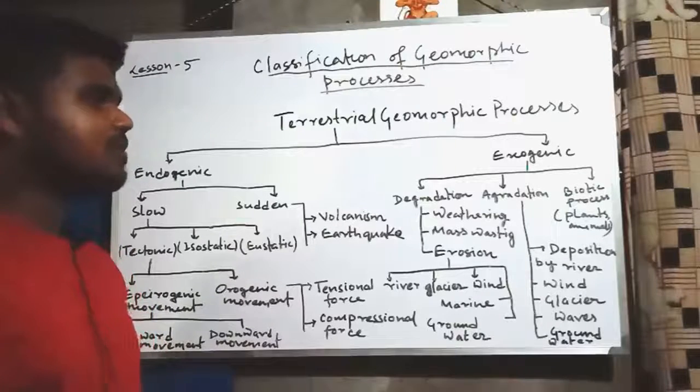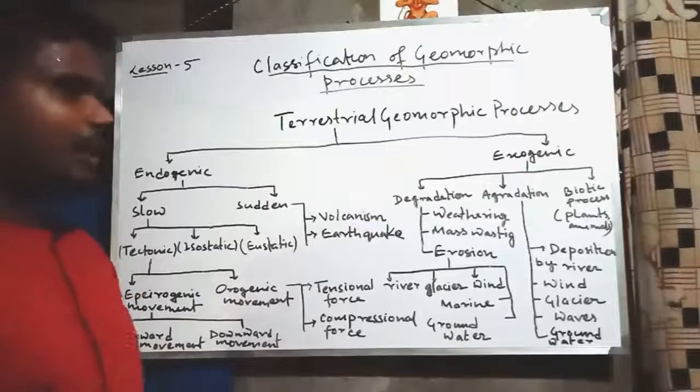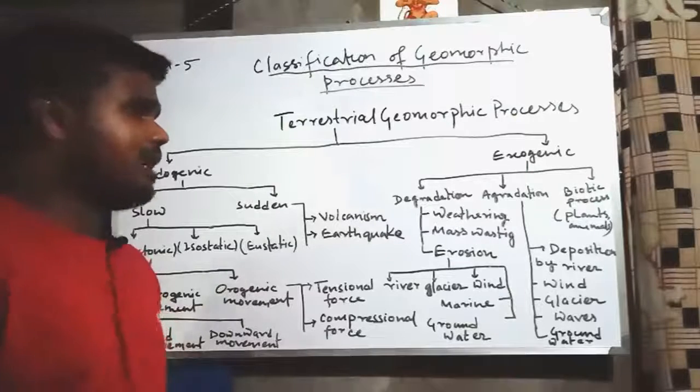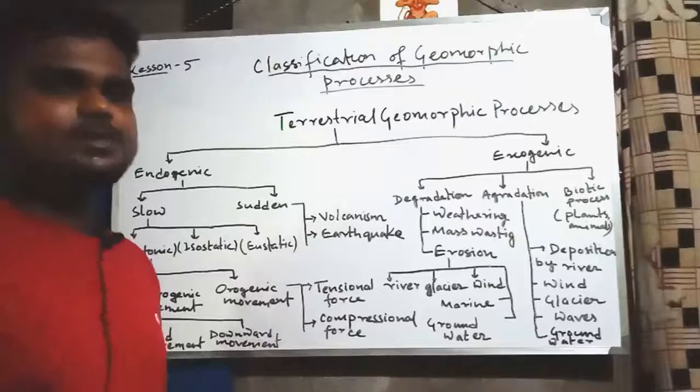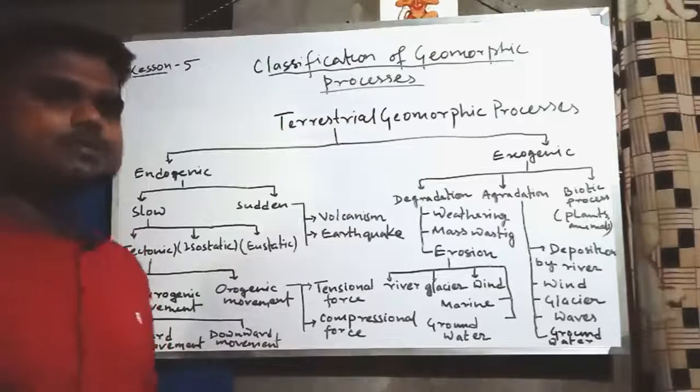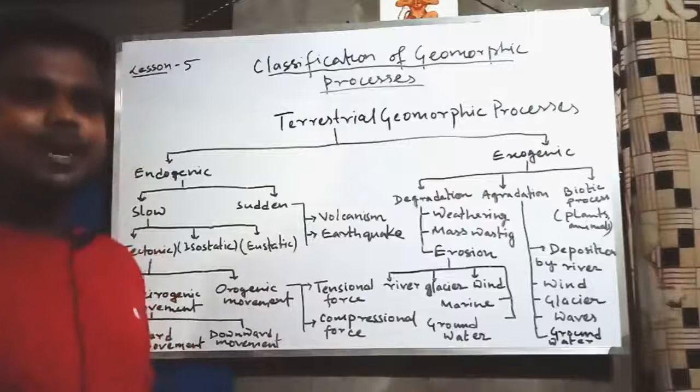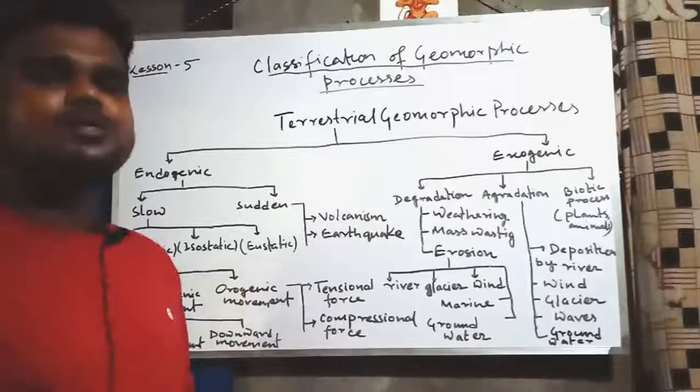Now the next one is the biotic process. The biotic process is mainly done by plants and animals. It is mainly done by the organisms on the landform surfaces, like animals, human beings and plants. When they directly impact the surfaces, they directly transform the surfaces.